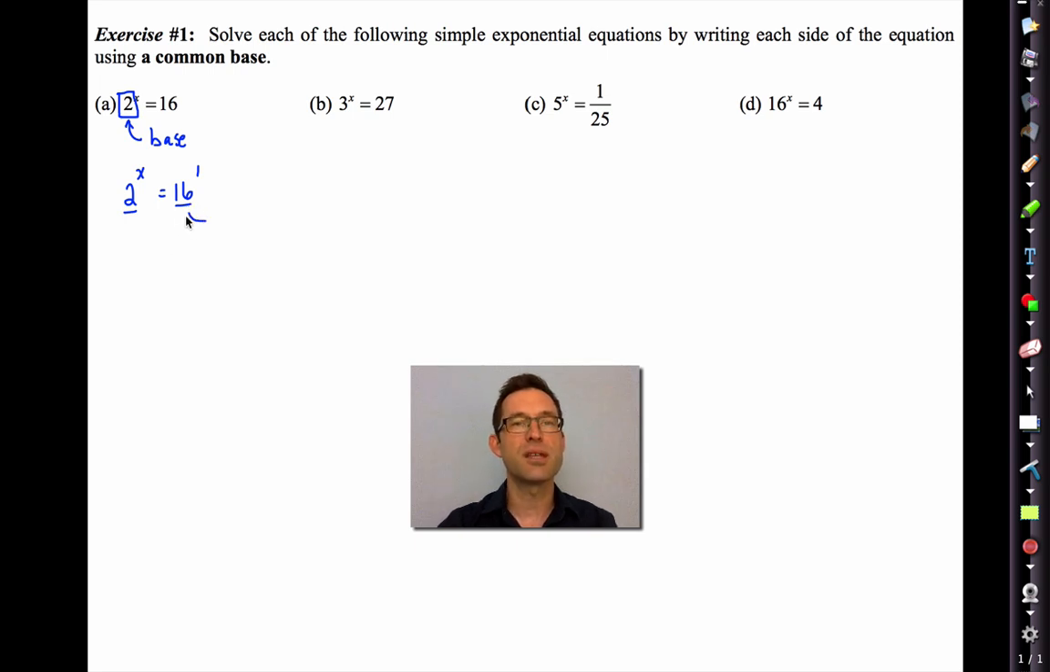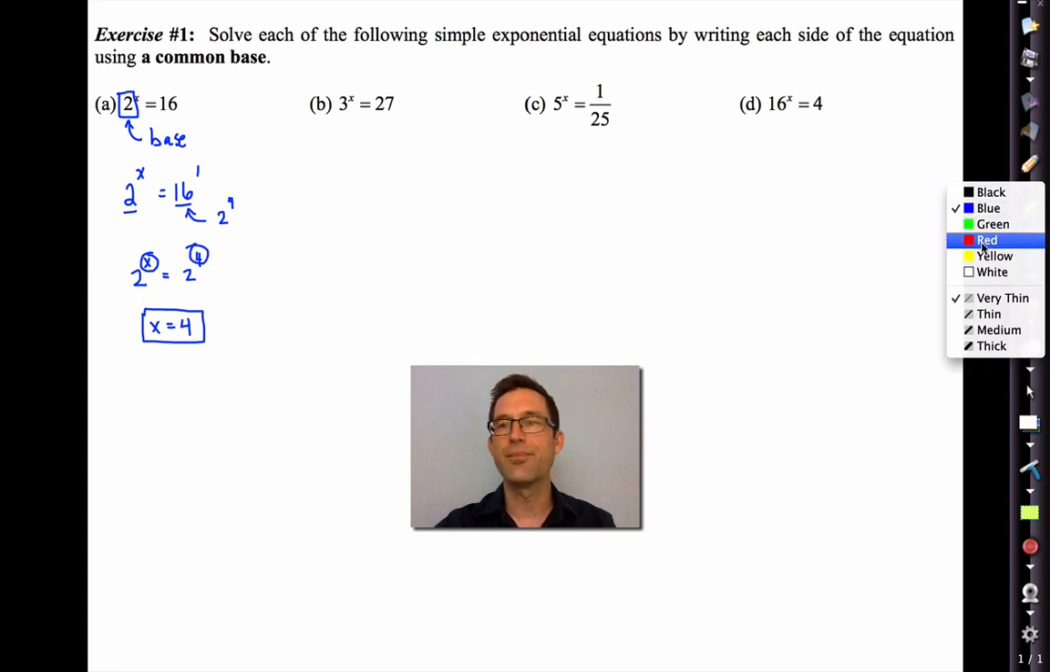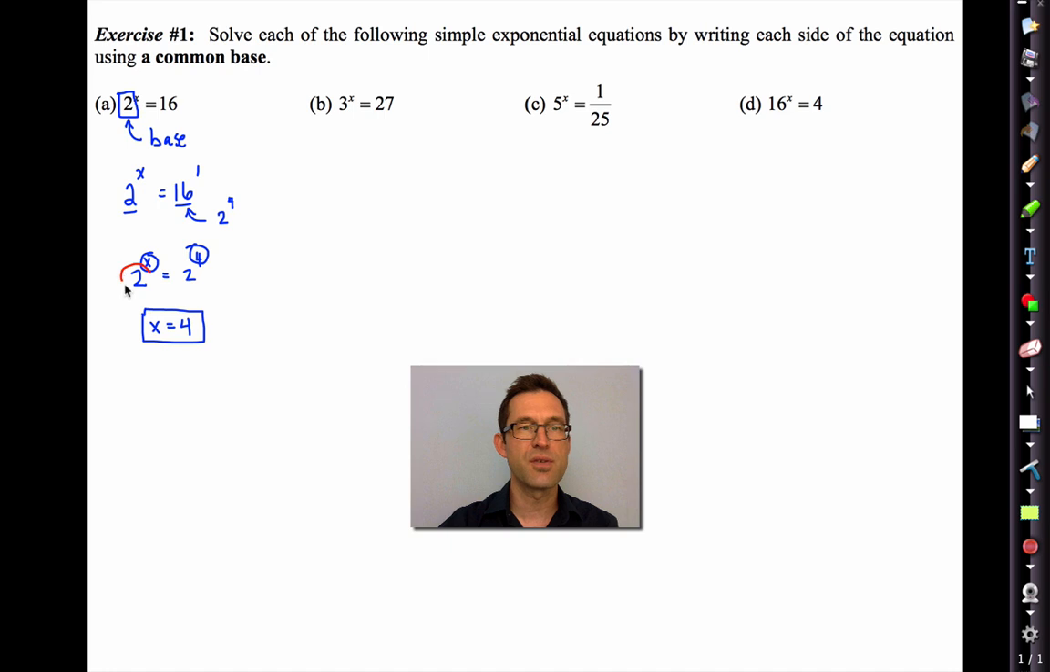But you see 16 can be thought of as 2 to the fourth. So if we rewrite this as 2 to the x equals 2 to the fourth, then we can say x must be equal to 4. Right? The idea is very simple here. If the bases are the same, then the exponents must be the same.